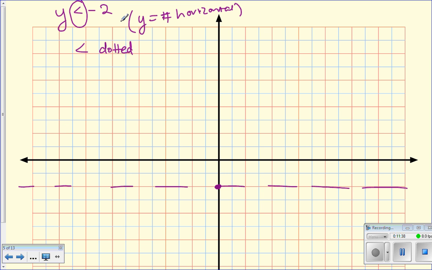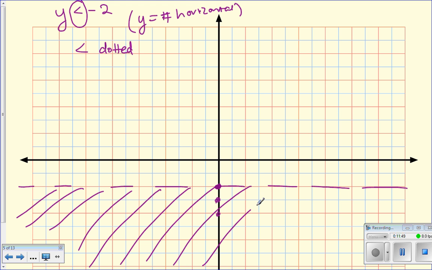Numbers that are smaller than -2 are numbers like -3, -4. So here we're going to shade below. So our less than, below, fits in with the y. And again, this may not be given to you directly. You may have to solve in order to figure that out.